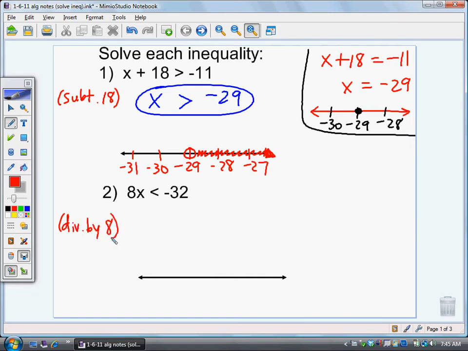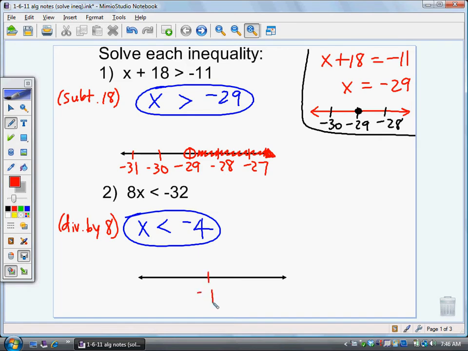Now down on this next one, you're going to divide by 8. So I'm going to divide by 8. The left side is going to become x. The right side is going to become negative 4. Since I'm dividing by a positive number, the inequality symbol stays the same. Had I divided by a negative 8, I would have changed the inequality. So I get that x is less than negative 4.